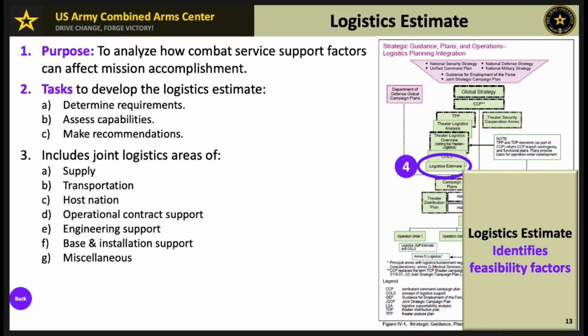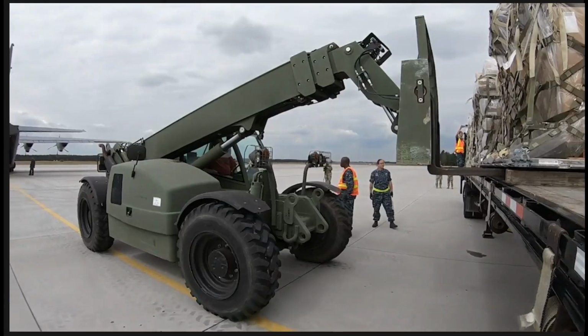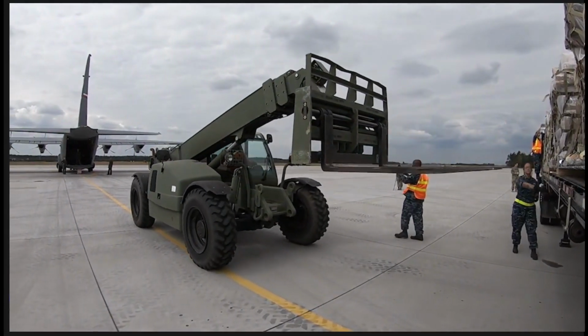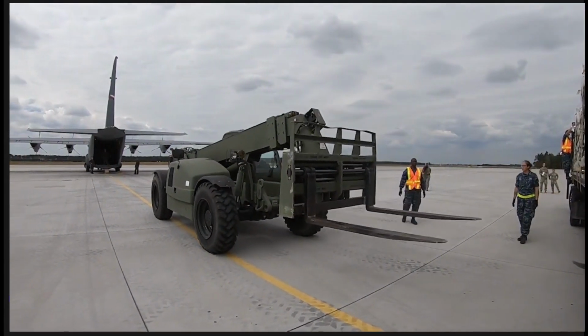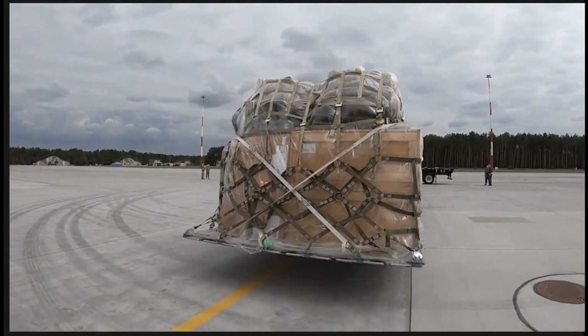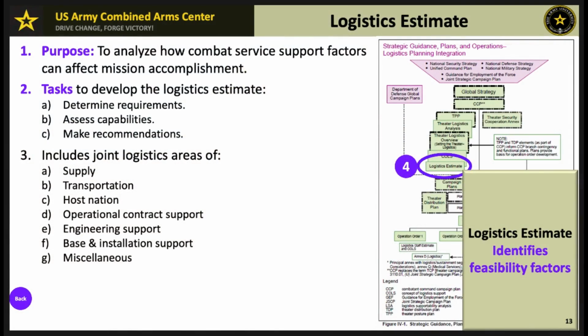The estimate informs decisions on expanding or augmenting theater logistics capabilities, aligning logistics with the concept of operations, or CONOPS. It also serves as the foundation for refining the concept of logistics support, or COLS, for inclusion in Annex D of the Op Order. Next, we will discuss the Theater Distribution Plan, the fifth process in joint logistics planning.